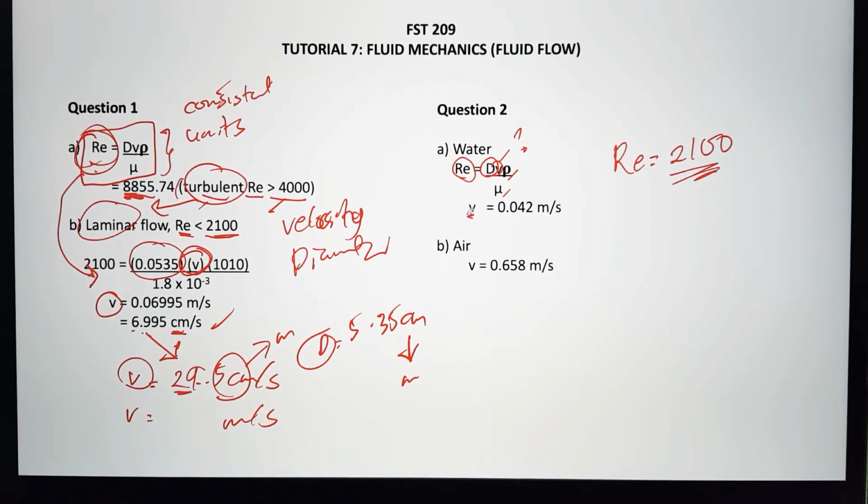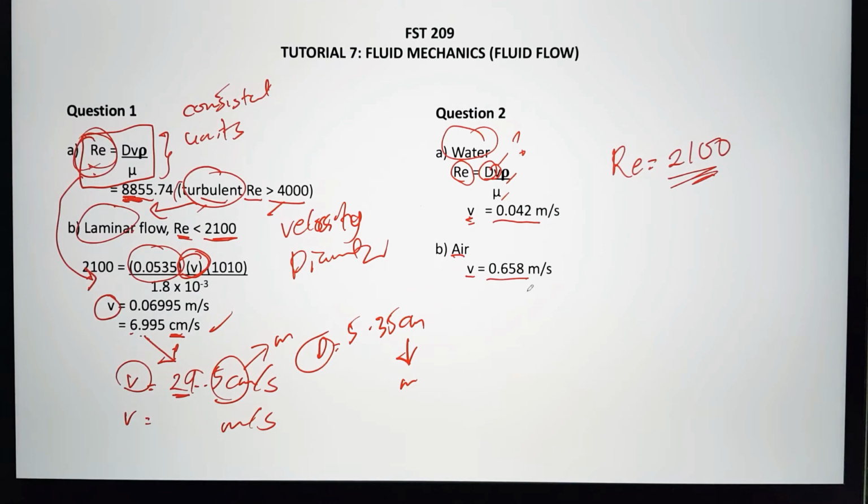Okay, so calculate the value for V. For the water you will get V is 0.042 meter per second, whereby for the air, by applying the same equation, the velocity of air is 0.658 meter per second. Alright, now let's move on to the following question.